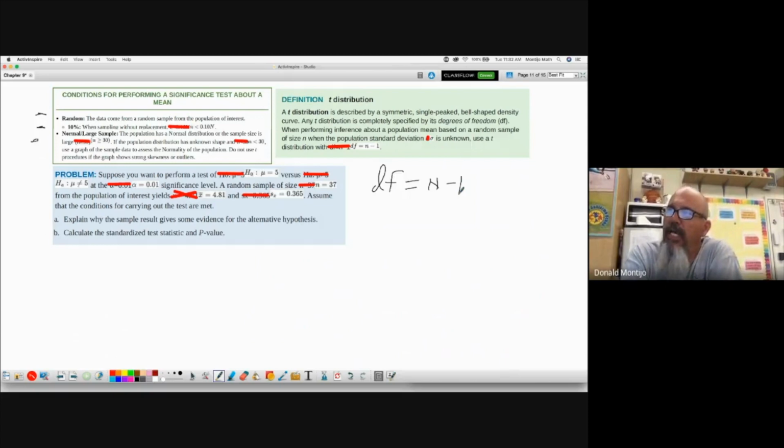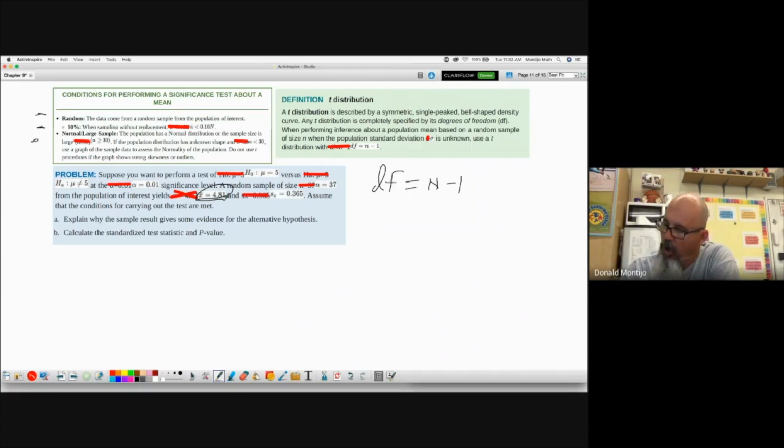Suppose you want to perform the test that mu equals 5 versus the alternative that mu does not equal 5 at the 0.01 significance level. A random sample of size n equals 37 from the population of interest yields x bar 4.81 versus the standard deviation of 0.365. Assume that all the conditions are met. Okay. Explain why the sample result gives some evidence for the alternative hypothesis. Why does this give some evidence for the alternative? Because it's not 5. Calculate the standardized test statistic and the p-value.